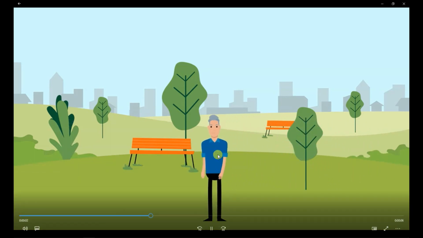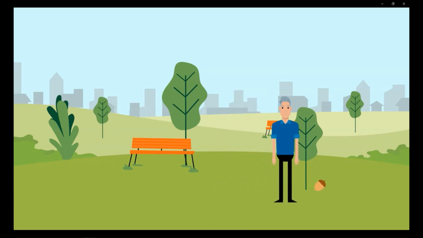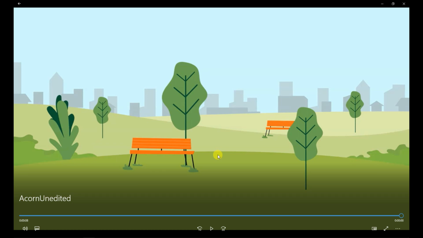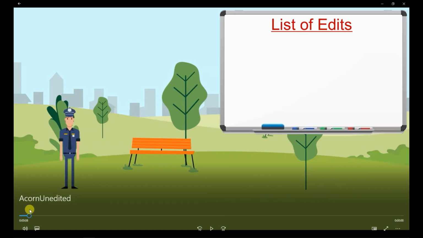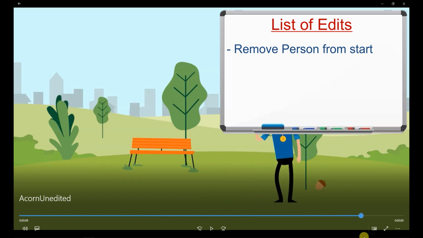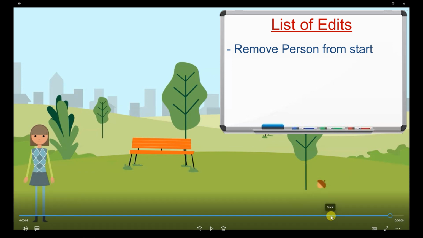So we have a guy walk out, he stretches, pauses, acorn falls from the tree, and then he's happy that an acorn fell. So what are we wanting to do with this video? Well, I can see at the very beginning there was a police officer that appeared and blinked in and out of the screen. So we're going to want to remove the police officer. And at the end, I also saw that there was a lady in the same area that appeared in the screen, and we'll want to remove her as well.